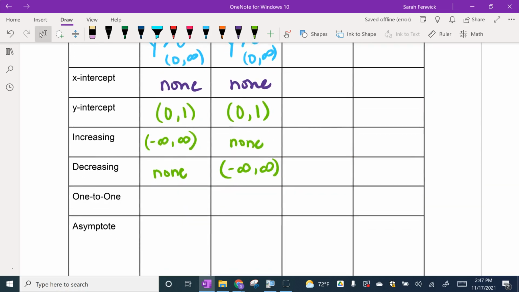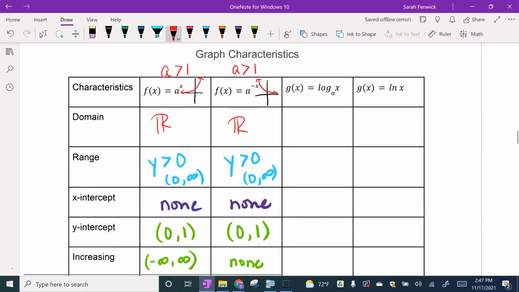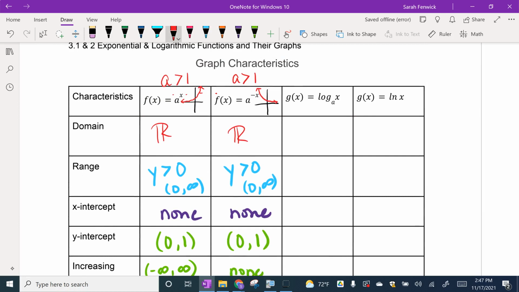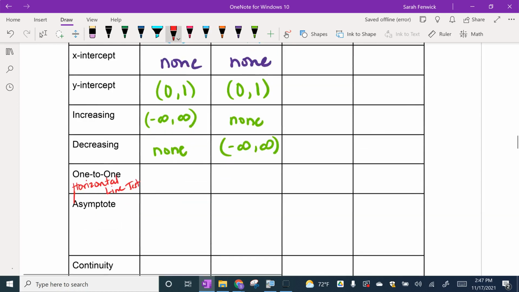One to one. So a quick reminder about one to one is that that would be the horizontal line test that we did for inverses. So are they one to one? Yeah, they are. They only go across once. Yes, yes.